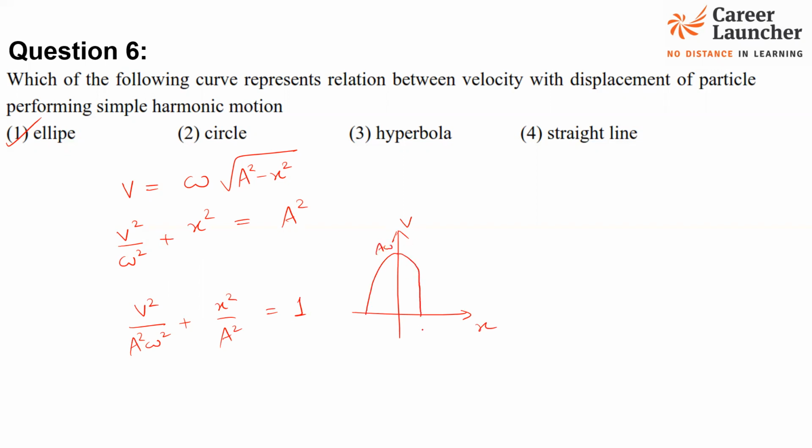So this is a omega. At amplitudes, the velocity will become 0. So this is an equation of ellipse. Answer is option 1. So these are like sure short questions that one can easily score. So we'll mark them as easy as well.